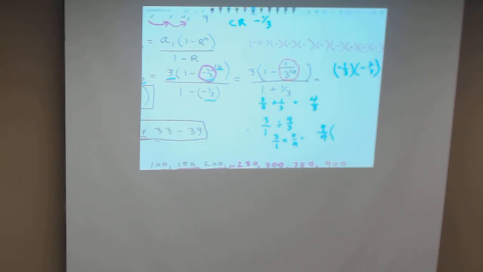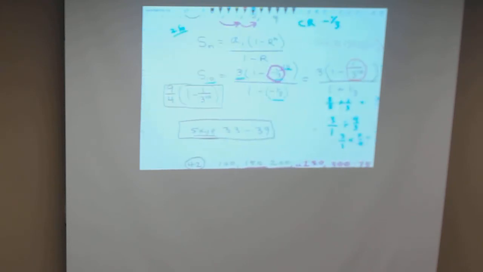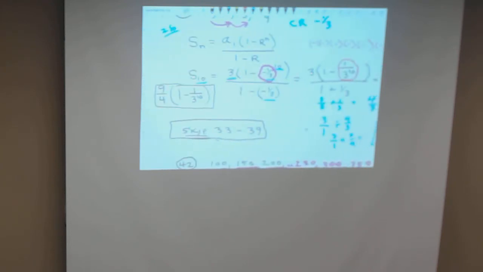Times 1 minus 1 over 3 to the 10th. Not 3 to the 10th. If you want to leave your answers in exponential form, which is the way they want you to show it. Okay? There it is, right there. 9/4 times 1 minus 1 over 3 to the 10th.